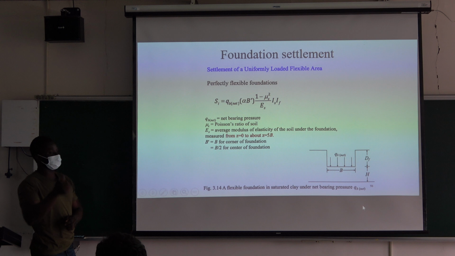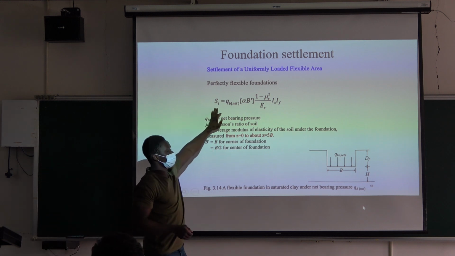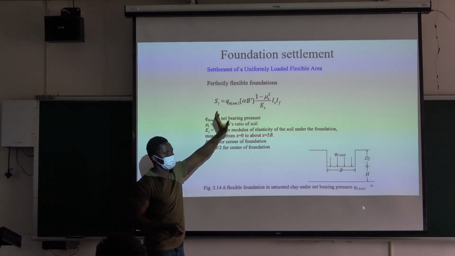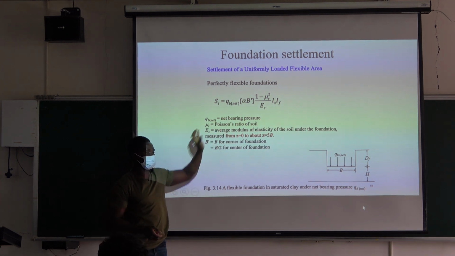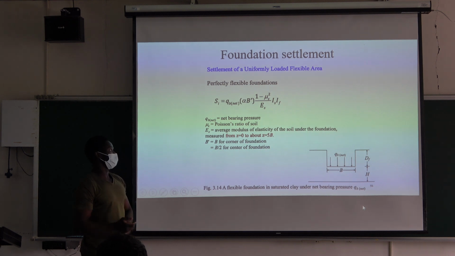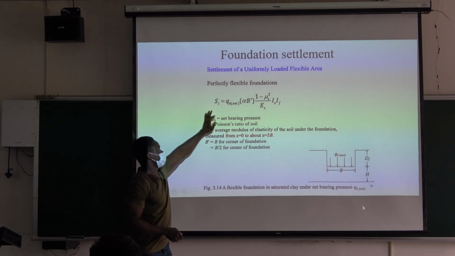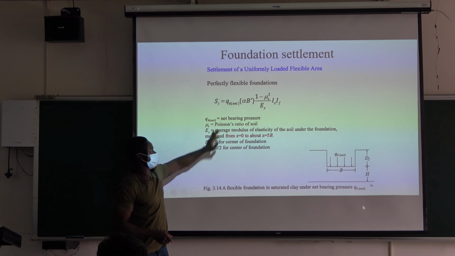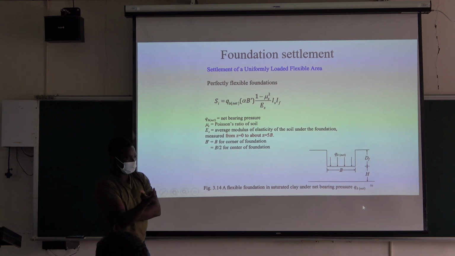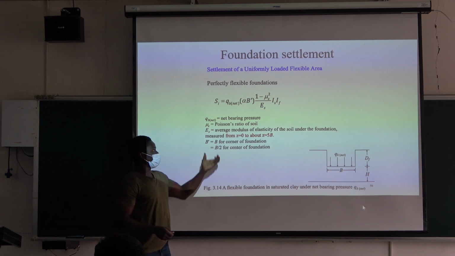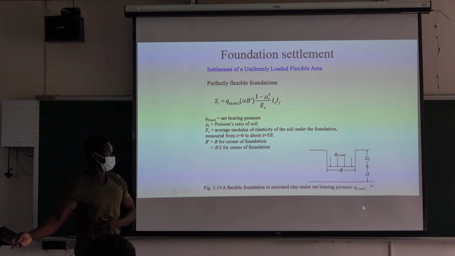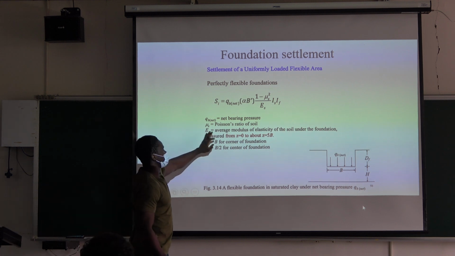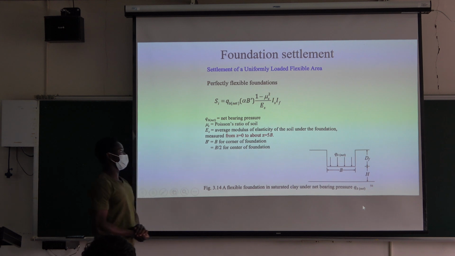So usually when we're trying to calculate, this is what we will use, right? This is very applicable. You can easily use this equation to find the immediate settlement that occurs in the soil underneath your foundation. So we say the settlement is equal to q_net, so that is the net bearing pressure. The first thing you need to evaluate is your net bearing pressure. And then we will also know the Poisson ratio of our soil. Different soils will have different Poisson ratios. And then here is the average modulus of elasticity of the soil under the foundation.